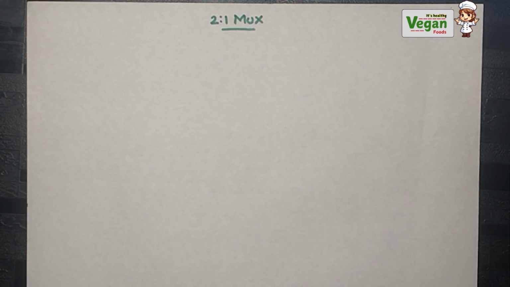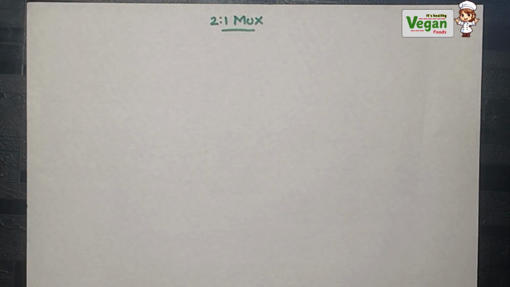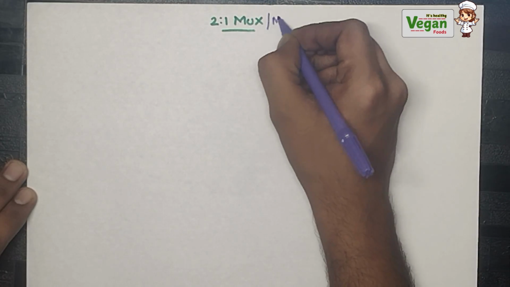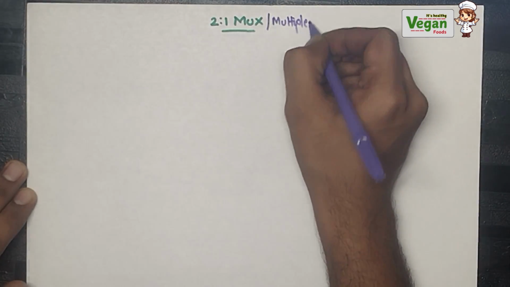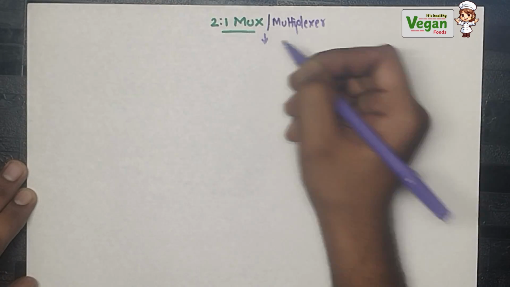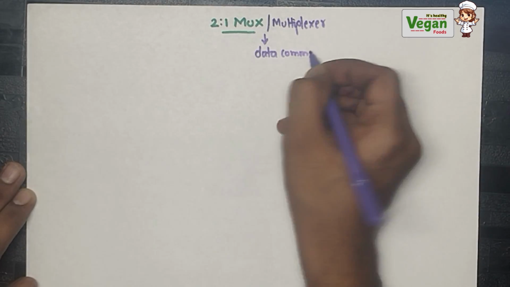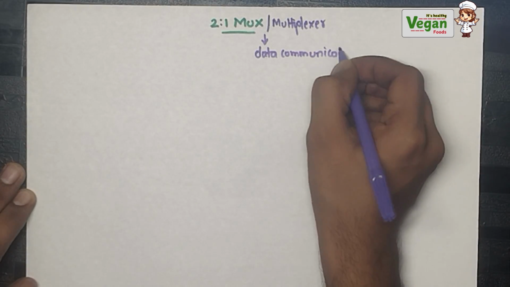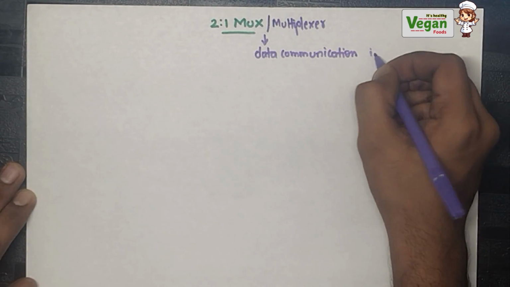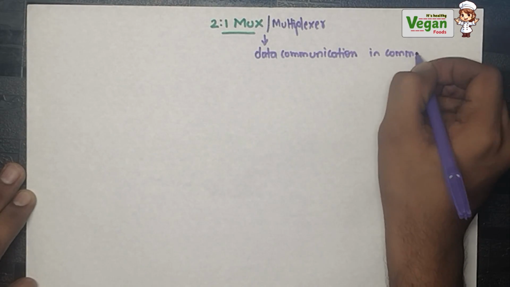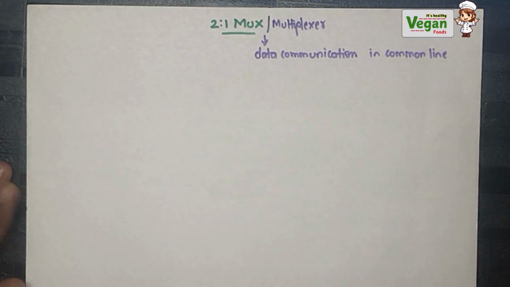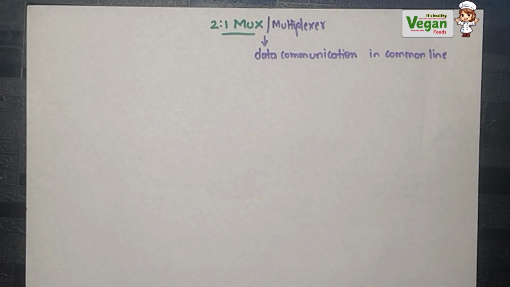So what is a multiplexer or mux? These multiplexers or muxes are used for data communication in a single channel or single common line. Multiple data travel through the single line, like multiple cars, 3 to 4 cars, traveling in a single lane of a road.